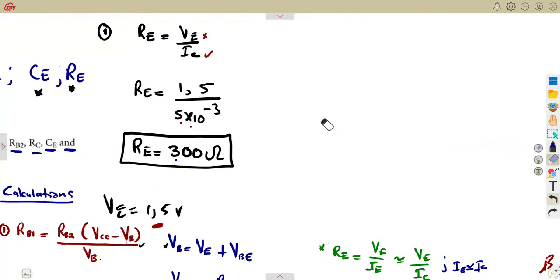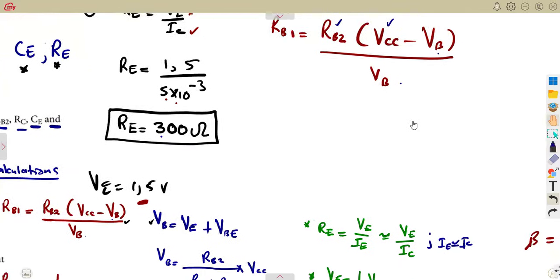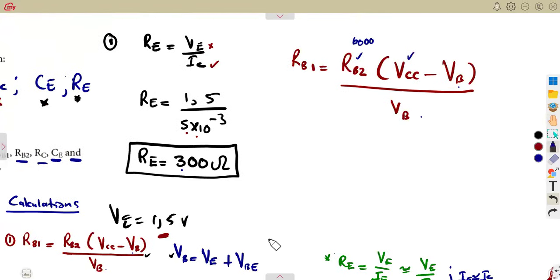All right, so to calculate RB1, we are simply going to use the formula. RB1, we saw, is given as RB2 into VCC minus VB, everything over VB. In this case, remember, we just calculated RB2, which we got as 6,000 ohms. VCC is given, but we do not have VB. So how can we calculate VB? If we have got VE and VBE, we can see that our VB can be calculated. That is, VB is given as VE plus what?